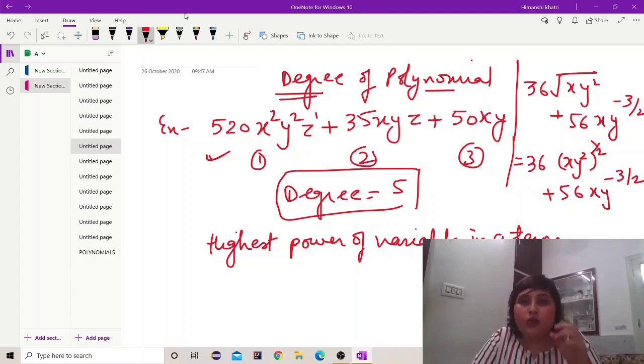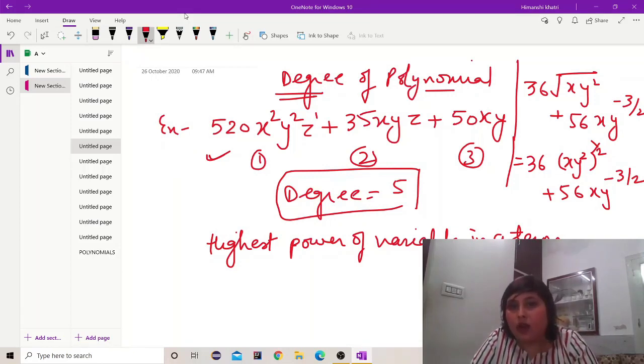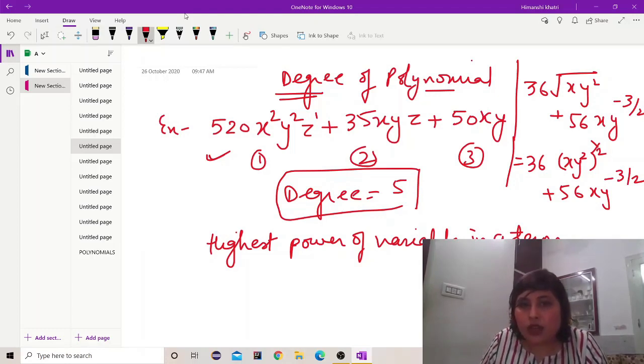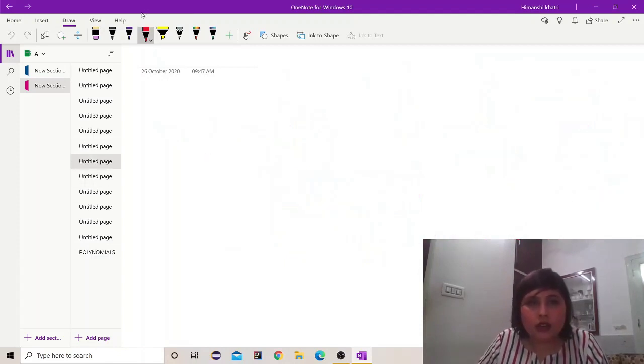So what we have to do? First we have to identify which term has the maximum number of variables. Then we have to add all the powers of the variables and we get the degree of the polynomial. So what is the degree of this polynomial? Here we have 5 as our degree. Now let us take another example for calculating degree.